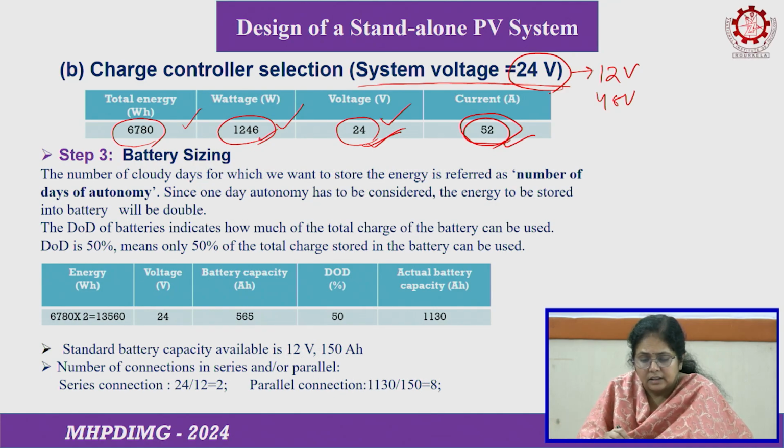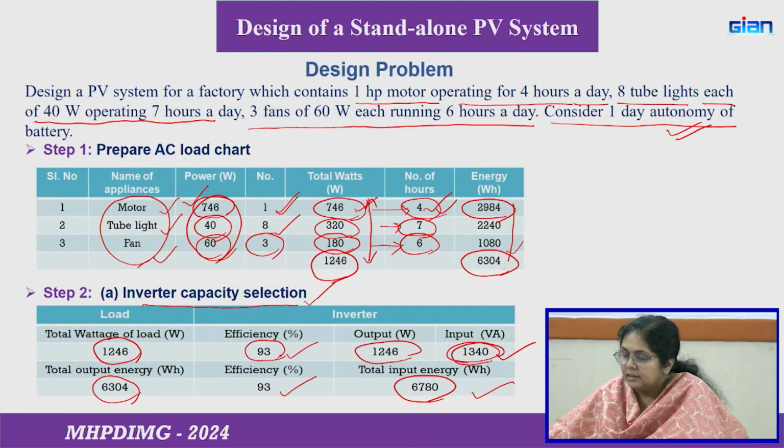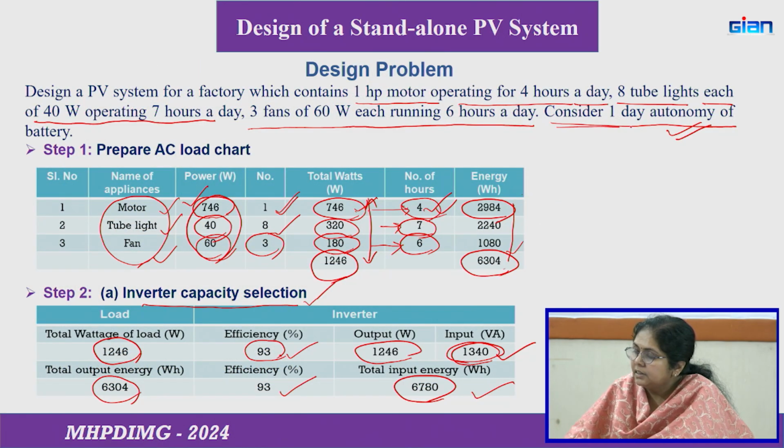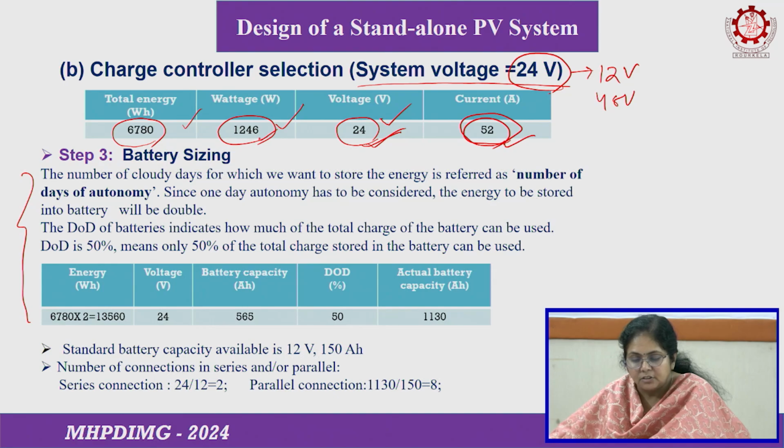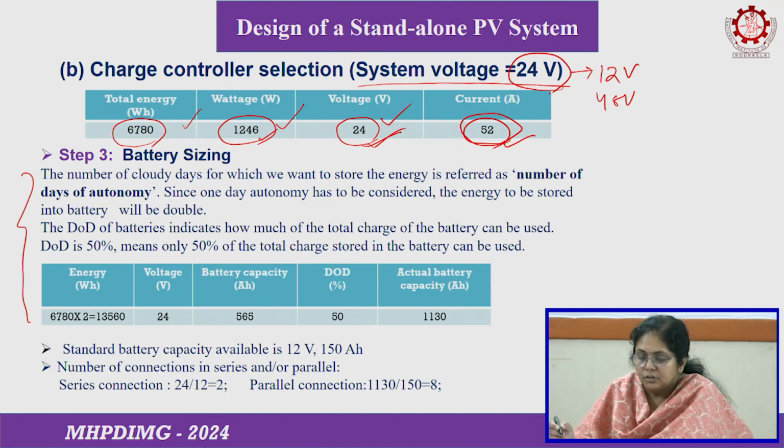Then our main goal is to decide the size of the battery, okay. And in the question, if you see, I have considered 1 day autonomy. It can be 0 day autonomy or 1 day autonomy or 2 day autonomy, it is possible, but what is the meaning of this autonomy? First you need to understand. Autonomy means the battery should be capable of supplying for that many number of cloudy days.